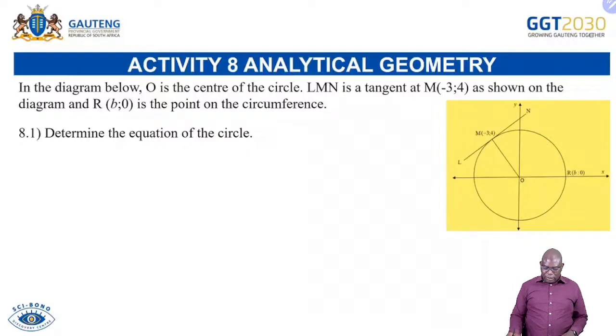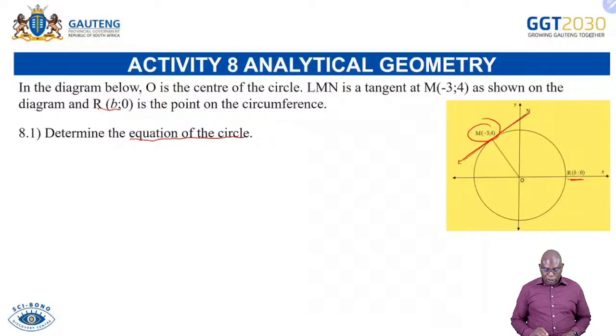In this activity, LMN is a tangent, given, passes through 3 and 4. I'm not going to waste a lot of time here because we already know how to get the equation of the sketches. Now I've got this point here as R, B, and 0. That will be my problem here. That's why here they said determine the equation of the circle.